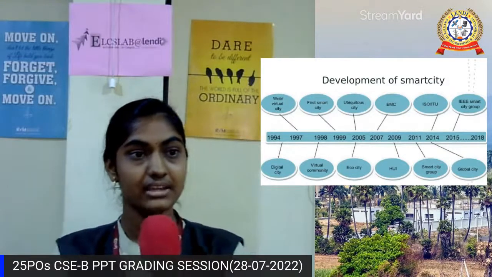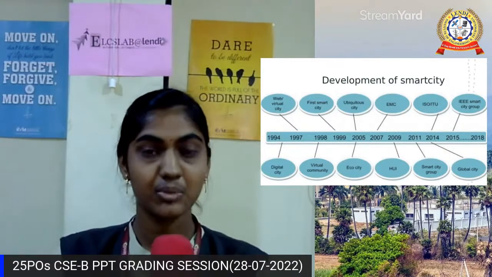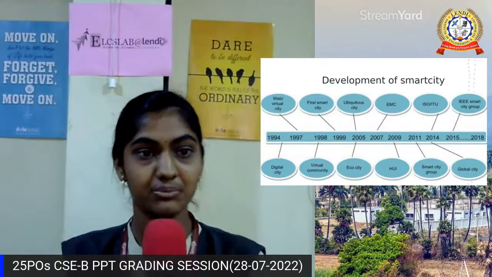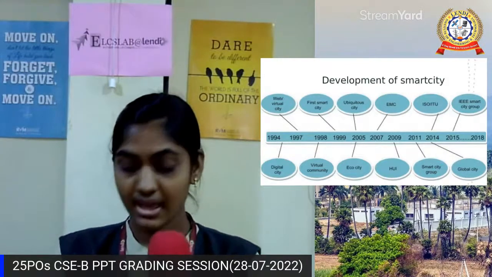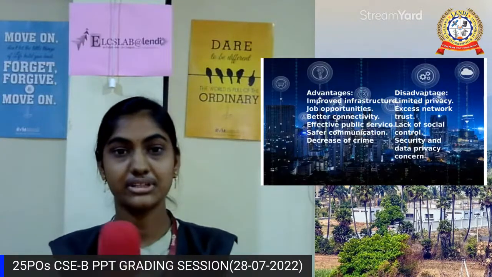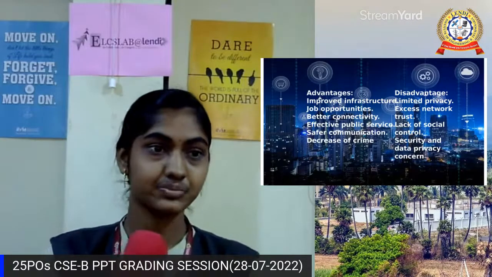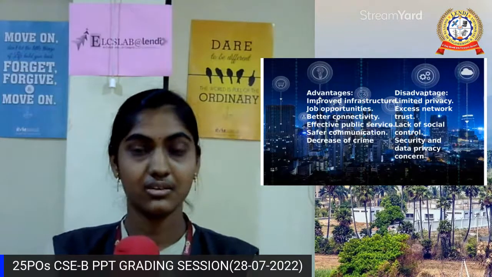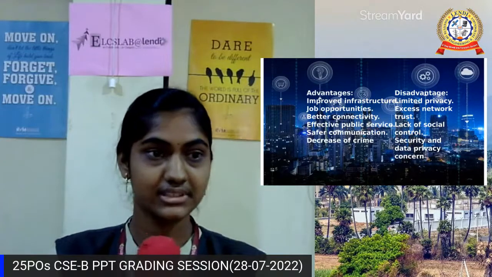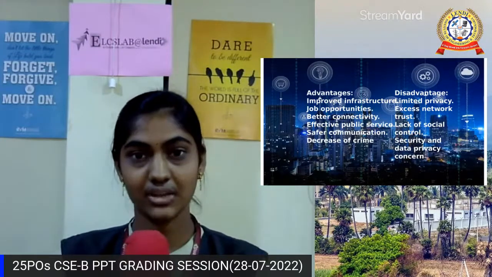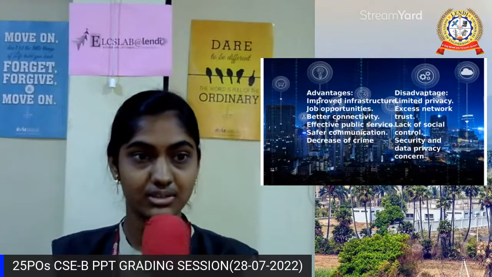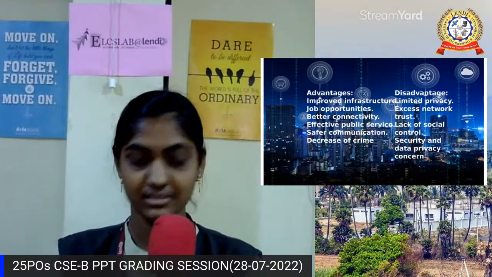First, in 1994, it was implemented as digital city, and then in 2009, it was implemented as smart city groups, and now it is being implemented further. Some of the advantages of smart city are good job opportunities, safe communication, and decrease of crime, and disadvantages are lack of social control, security, etc.